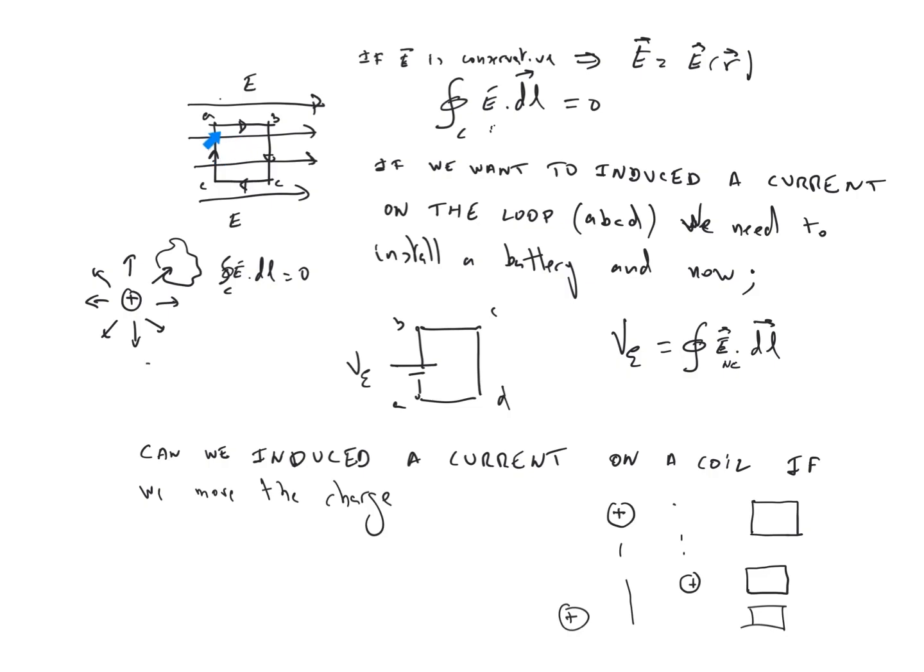The work that you do in this part, you lose in this part. The work that you do from B to C is 0, and from C to A is 0. So the positive work you do from A to B, you undo with negative work from C to D. Okay, so this is the idea that we always deal with in an electrostatic field.